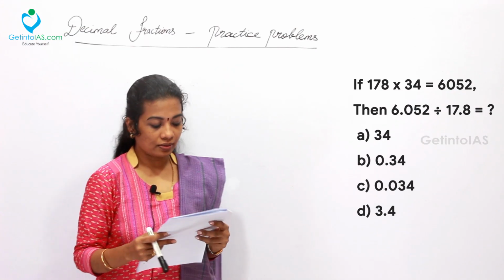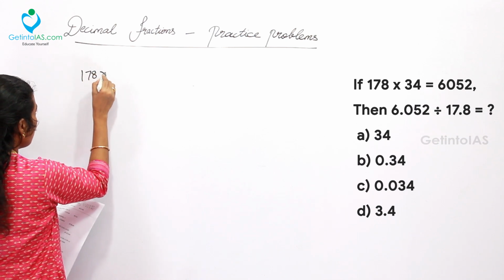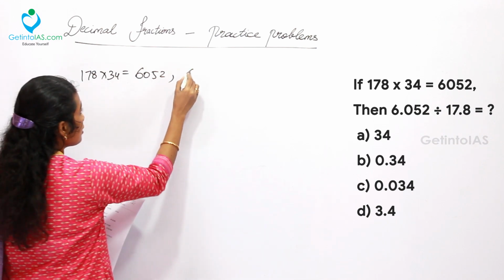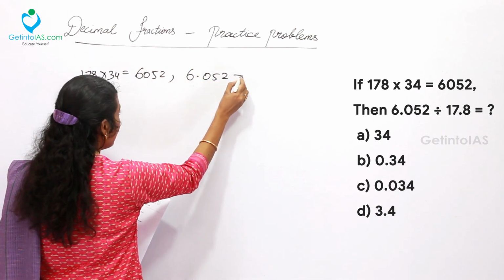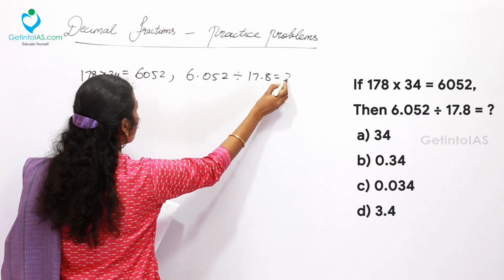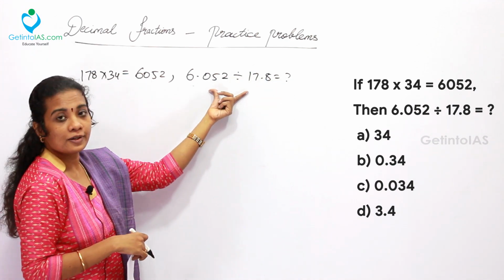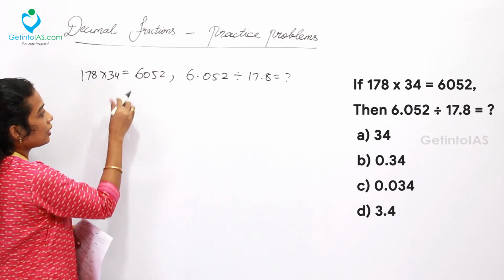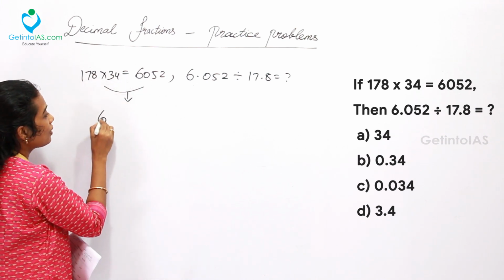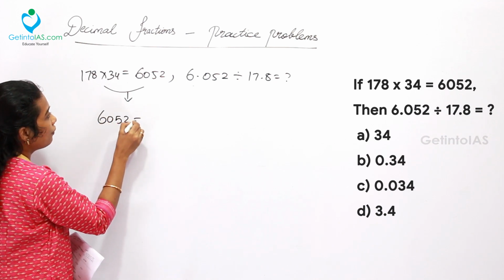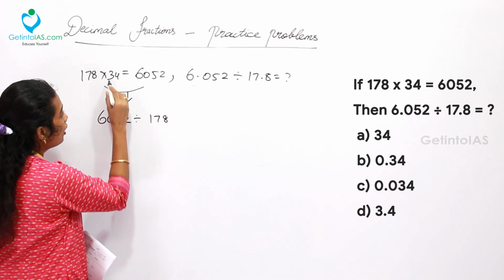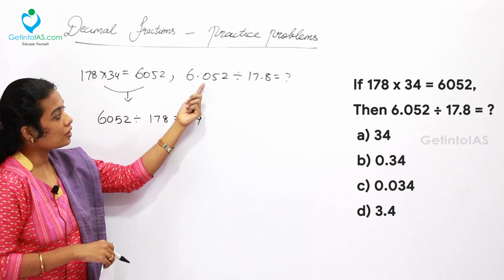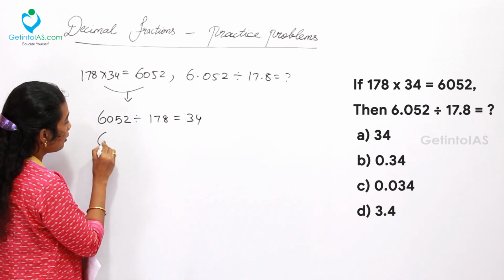The next question is: if 178 into 34 is equal to 6052, then you want to find 6.052 divided by 17 by 8 is equal to what? Here the second statement is given in terms of division, the first statement is given in terms of multiplication. Simply this has to be rewritten in the form of 6052 divided by 178, which will give you 34. You want to make this first, then it is easy to solve this. Then what is given?